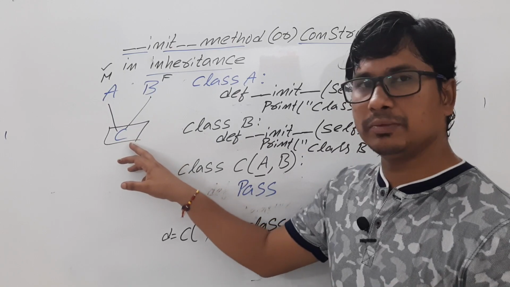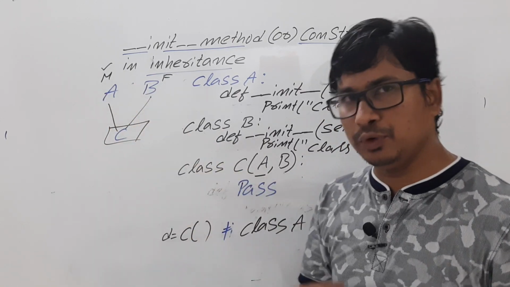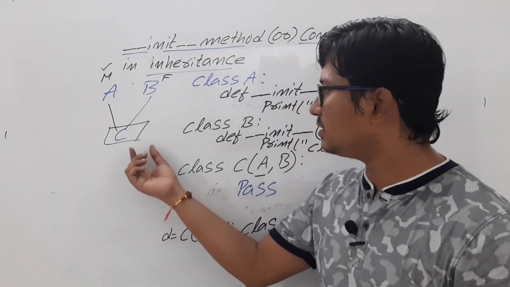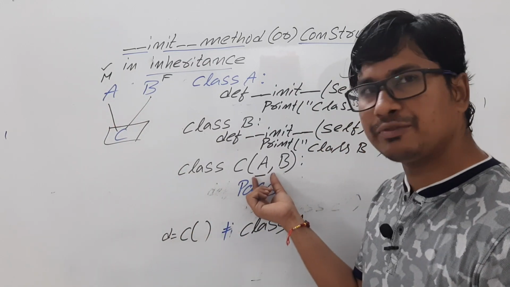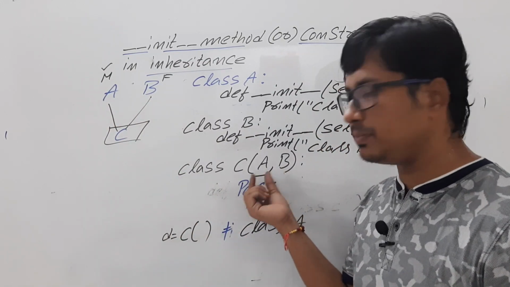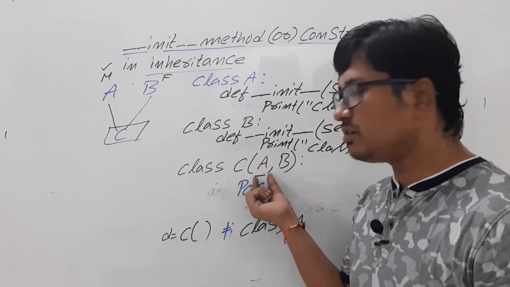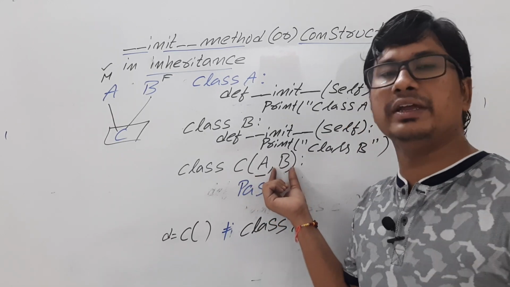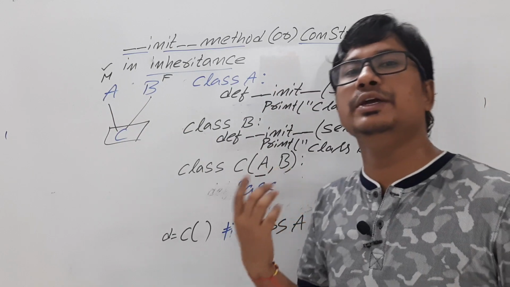Again, let me tell you one important point. If class A and class B both have the init method, and class C does not have the init method, the class which is the left parent is used. How can you say which is the left parent? Because you have written A comma B. So this is the left parent and this is the right parent. Meaning, first you are inheriting the properties of class A, then the properties of class B. So that's why this init method will be invoked.